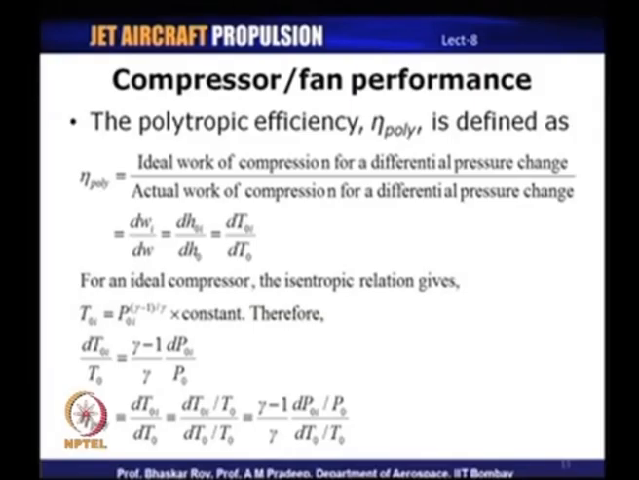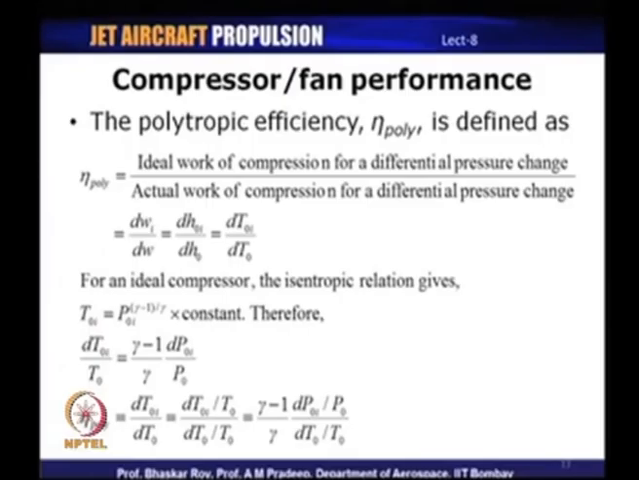Polytropic efficiency is defined as the ratio of ideal work of compression for a differential pressure change divided by the actual work of compression for a differential pressure change. Now, isentropic efficiency, if you remember, was defined in the same way, but that was not for a differential pressure change, it was defined for just a given pressure ratio.